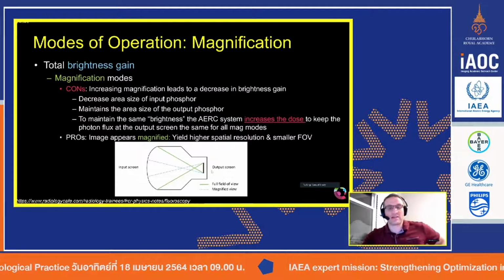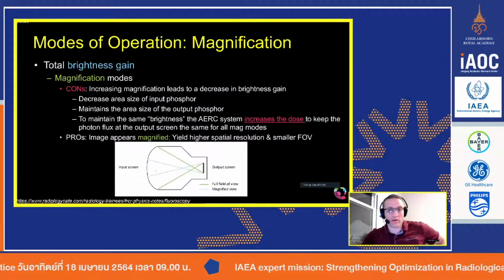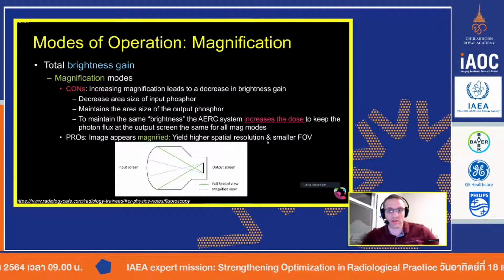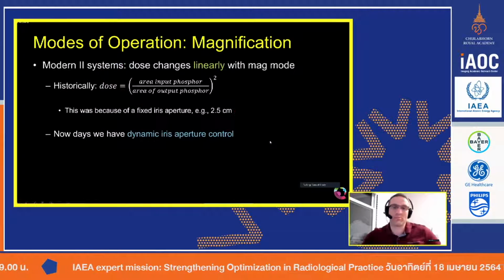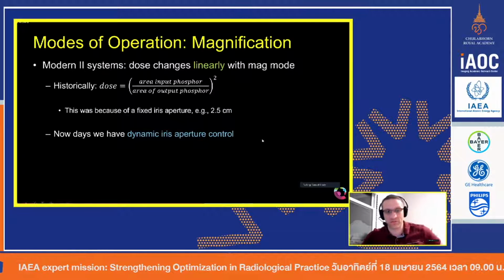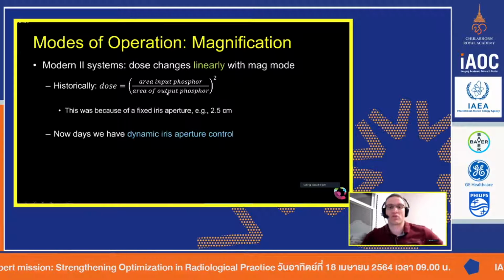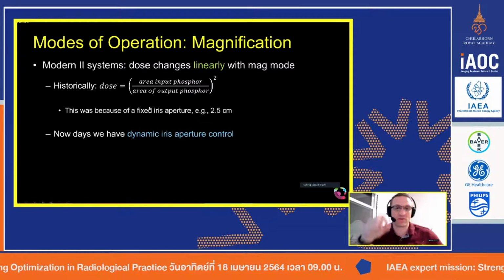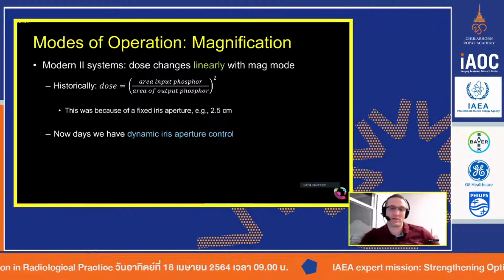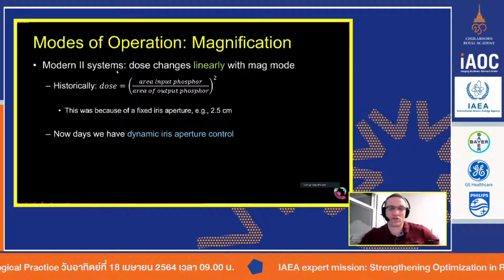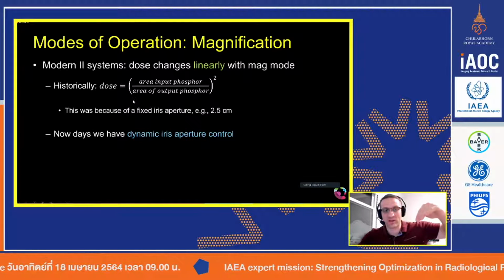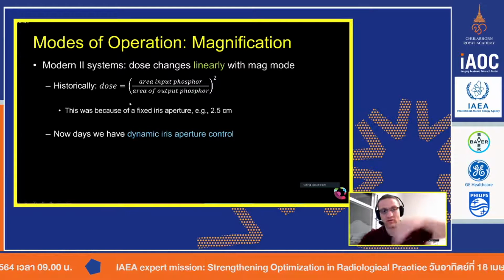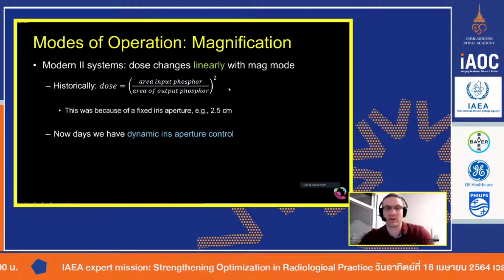This is great for imaging higher resolution. The mag modes, you get better spatial resolution and the smaller field of view, but it's bad for dose. Now, historically, that iris, that output, was fixed at 2.5. In other words, as your gain went up, or as the light went down, your dose had to go up, and it was up by a square.